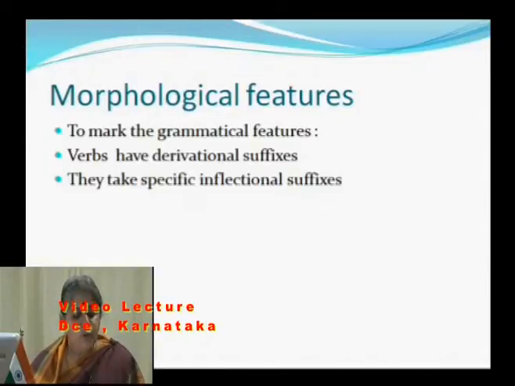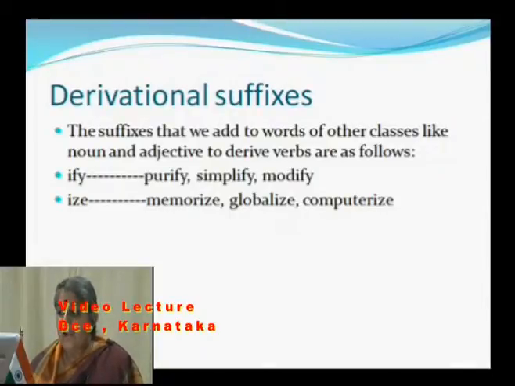Now, how are we to understand the grammatical characteristics of a verb? Verbs, like nouns, have typical derivational suffixes and take specific inflectional suffixes to mark their grammatical features. Now, we shall understand the derivational suffixes that we add to the words of other classes so that we derive verbs. Now, look at these suffixes.